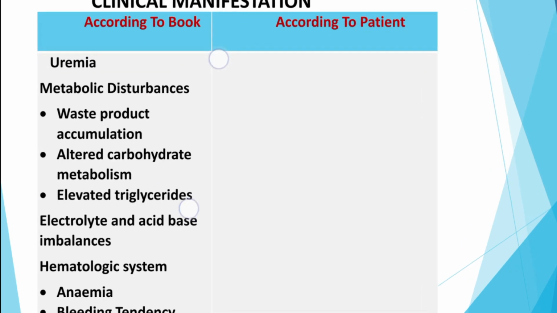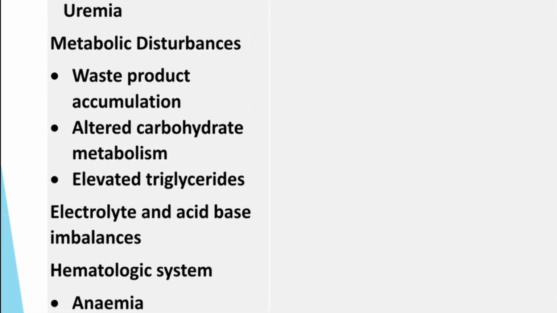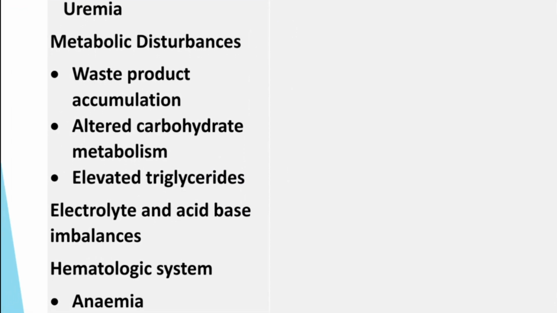So next, going to the signs and symptoms. First is the uremia. Uremia means when there is much more nitrogenous waste product in the body, that is blood urea nitrogen, creatinine, uric acid. So those increase in the blood, and that is called uremia. That is seen because the nitrogenous waste products are excreted from the body through the kidney. So when the function becomes impaired, all the nitrogenous waste product remains in the body and accumulates in the blood, that leads to uremia.